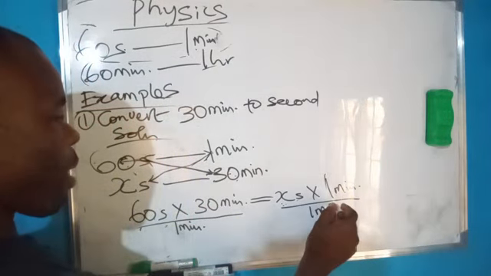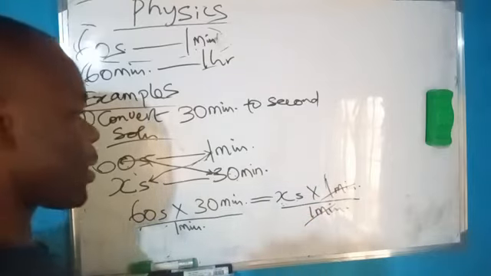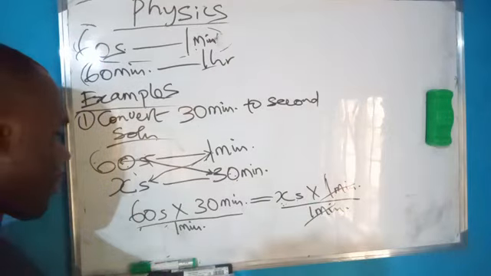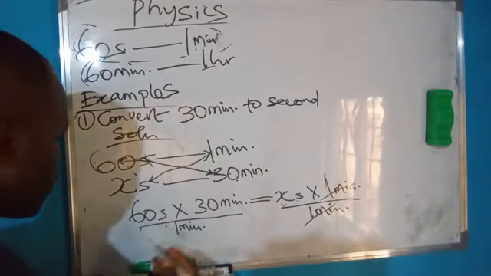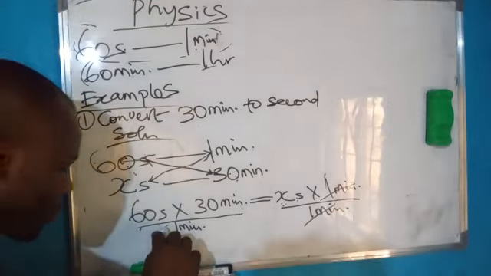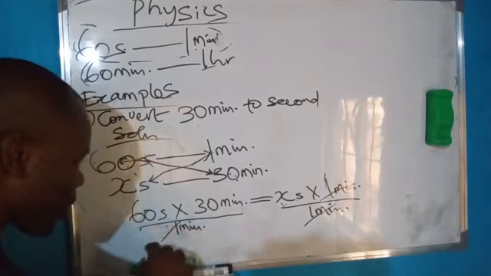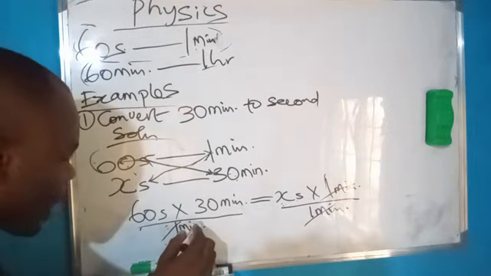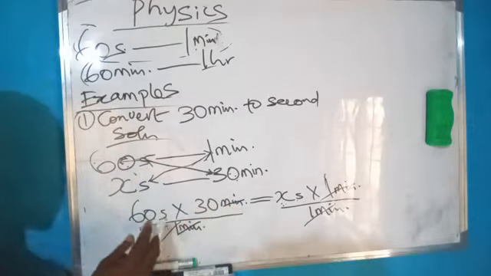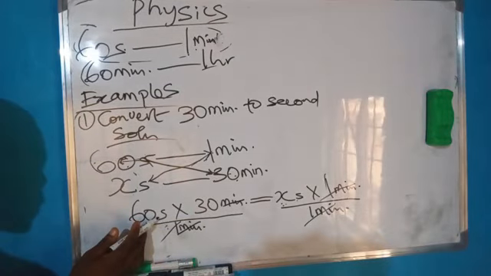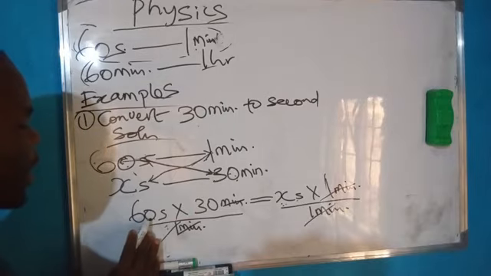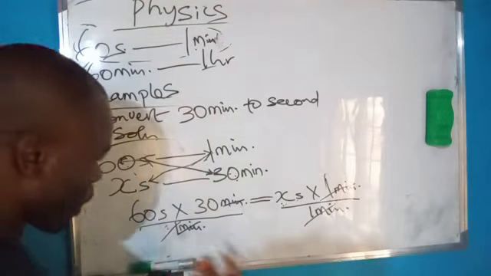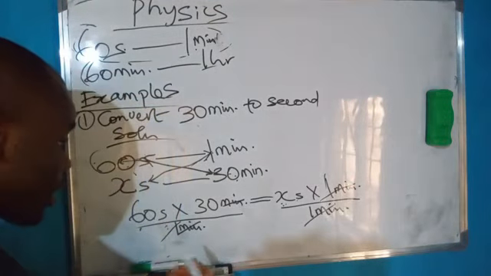So that 1 minute will cancel 1 minute, gone. You are left with only x seconds now. Remember, this s is seconds though. So that minute against minute, minute is gone. What is left here? Is it not seconds? Very good. Then you say 60 times 30. Then you can press your calculator. If you want to use your head, just simple.